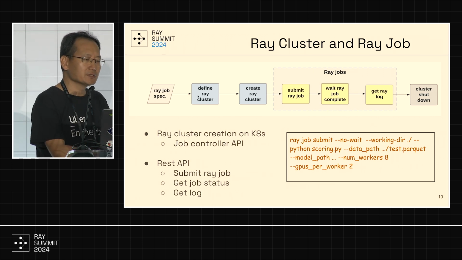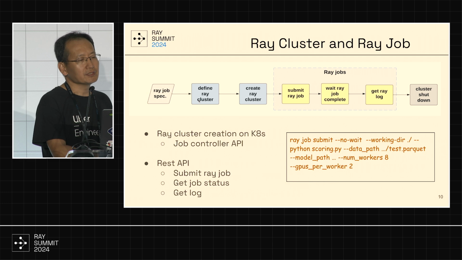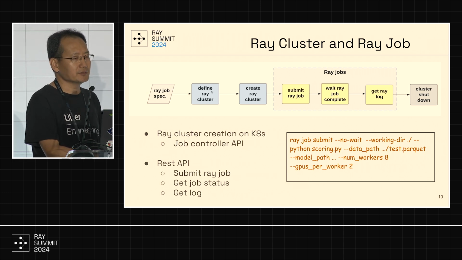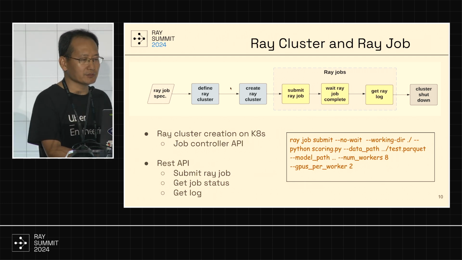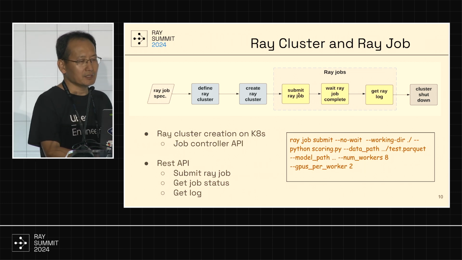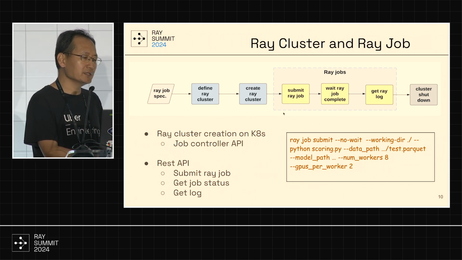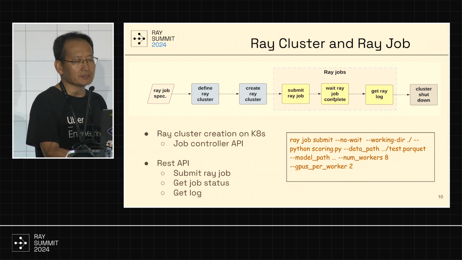So how do we control a Ray job? The typical flow is you define your Ray job spec using a YAML file or something. Then you create a cluster to control how many nodes you need, and how many GPUs or CPUs on it. Once the cluster is ready, you can submit a Ray job. This can be done with our API, which wraps the REST API to manage the Ray job. Then you wait for the Ray job to complete and get the log and result. Then you can shut down the cluster.